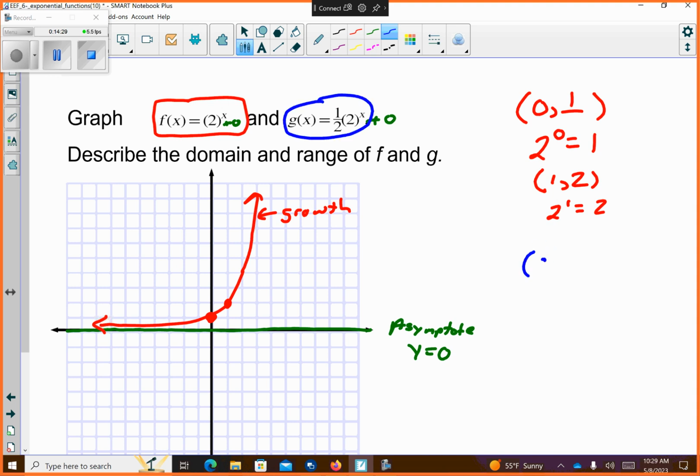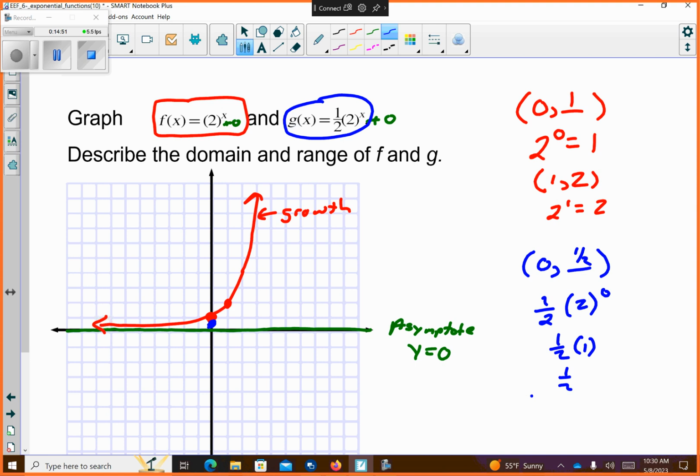Okay, so I got 0 comma something. So I'm going to go 1/2 times 2 raised to the 0. 2 to the 0 power is what? 1. So 1/2 times 1 is 1/2. So 0 comma 1/2. So it's like way little. It's right under here.